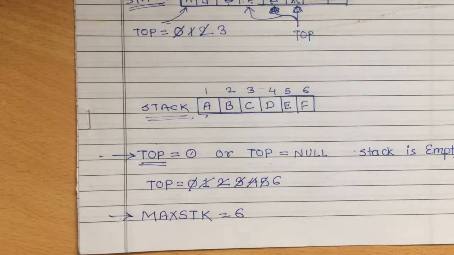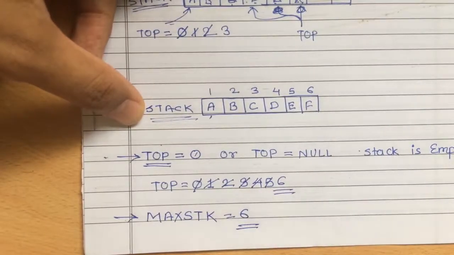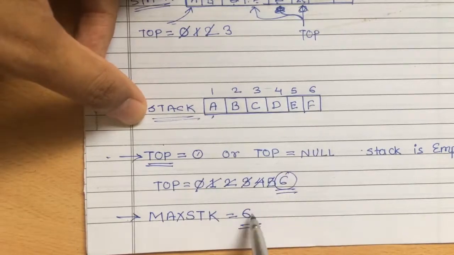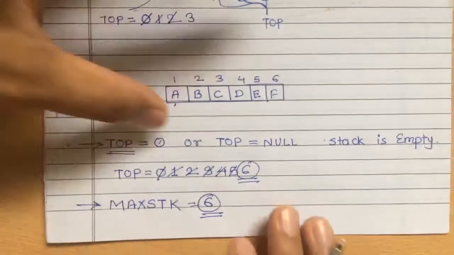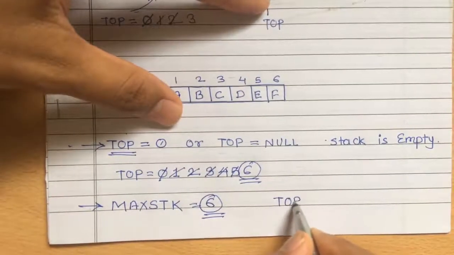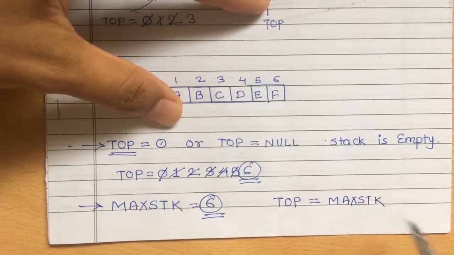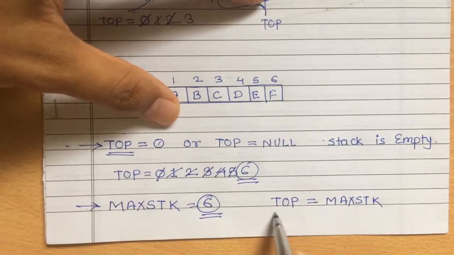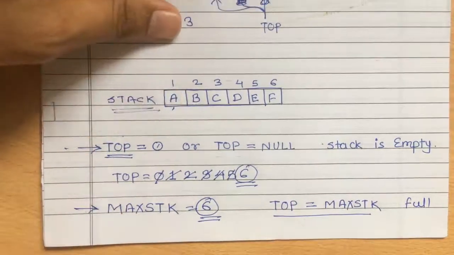So how do we come to know that our stack is full? Because the value of top has reached max stack. The value of top is 6 and the value of max stack is also 6. This means that your stack is full. So what is the condition to check whether the stack is full or not? If top is equal to max stack, it represents that your stack is full in the case of this linear array.